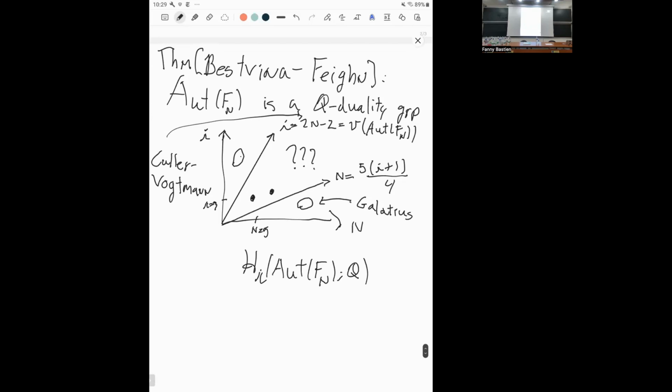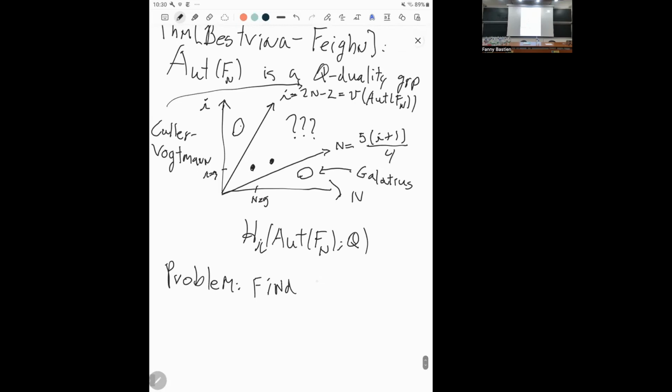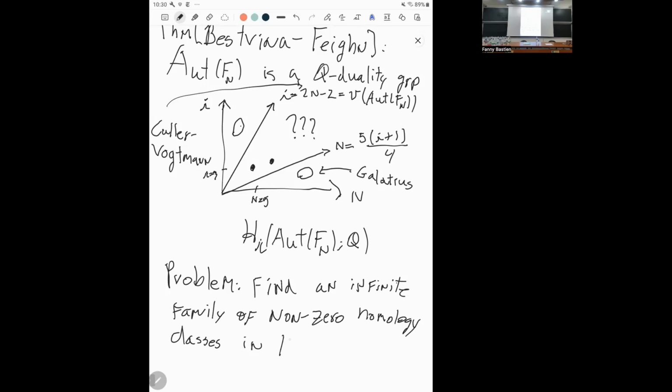Something I think that a lot of experts in this area would be interested in is to have an infinite family of homology classes. So since Peter had a session where he suggested open problems, I feel obliged to give an open problem. I'm not the first one to come up with this problem, but it's to find an infinite family of non-zero homology classes in the homology of Out(F_n). So here n can vary.